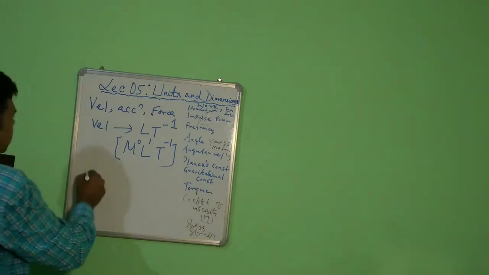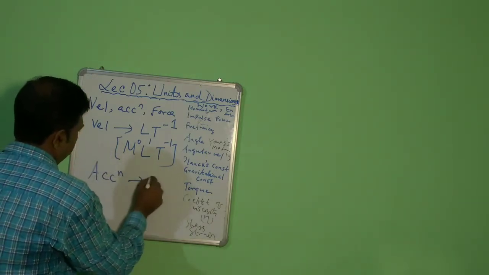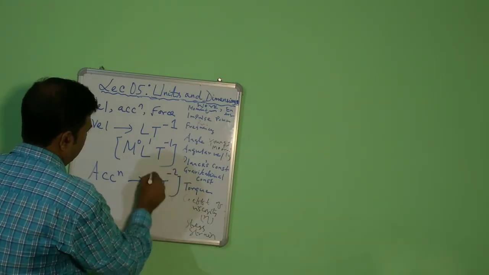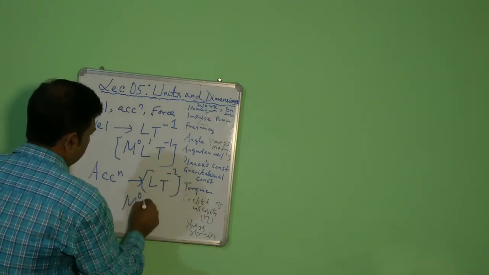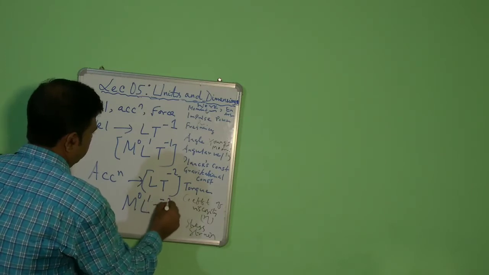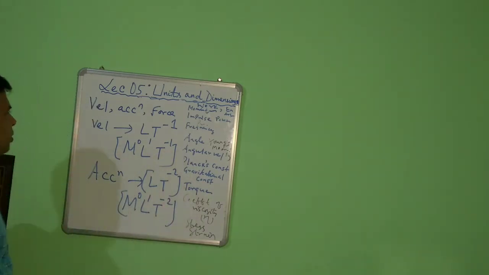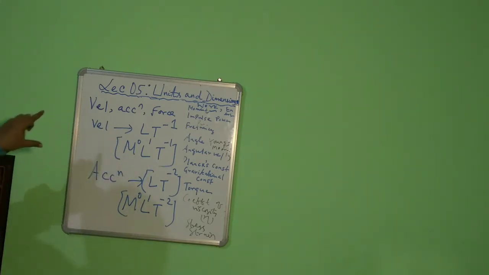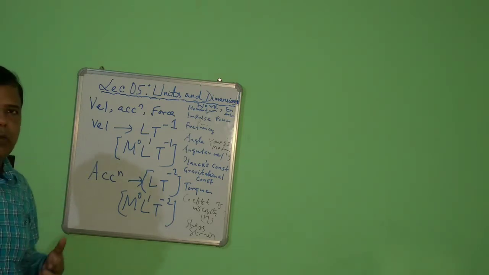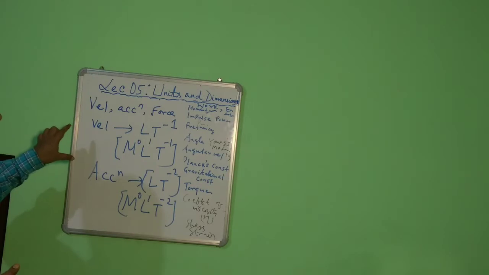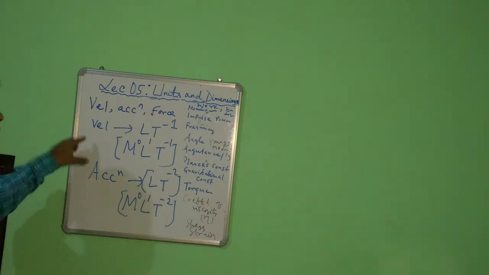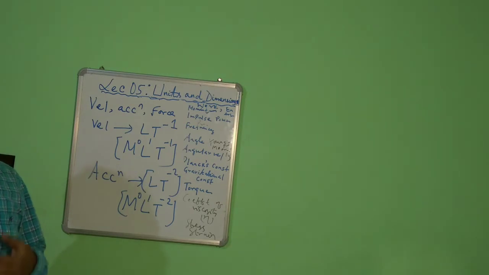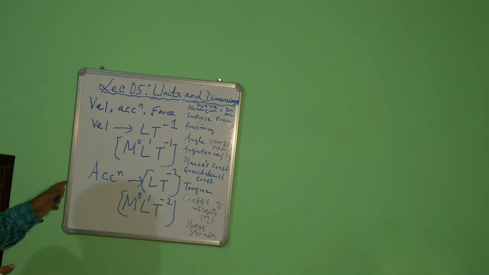And the dimension of acceleration comes out to be L into t to the power minus 2, or better you can write m0 L to the power 1 t to the power minus 2. So certain dimensions you have got to remember. You have to memorize certain formulae of physical quantities as well as dimensions of certain 2 or 3 physical quantities like velocity, acceleration, etc. And the dimensions of force you have to remember so that you can apply them for finding out the dimensions of some more physical quantities.